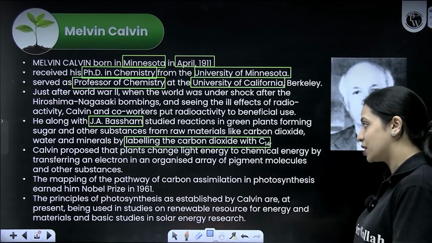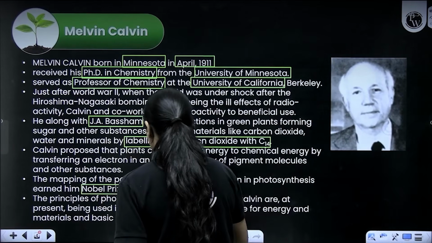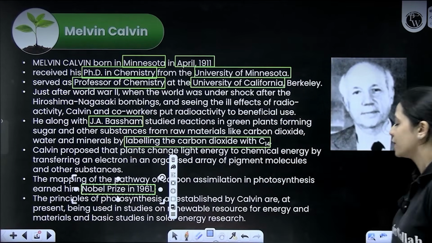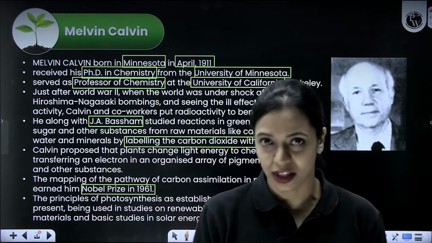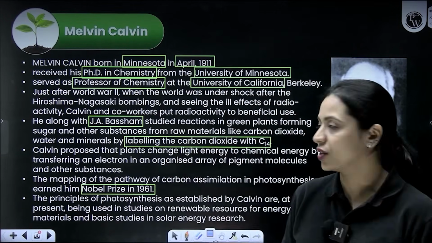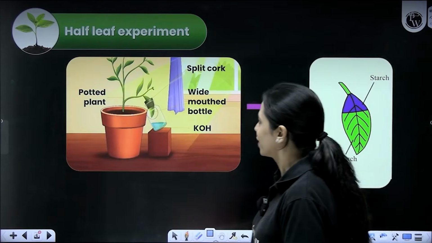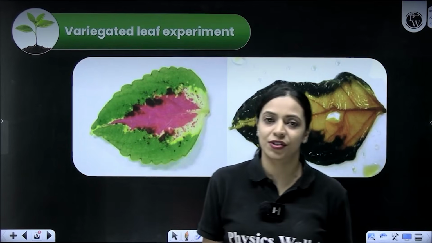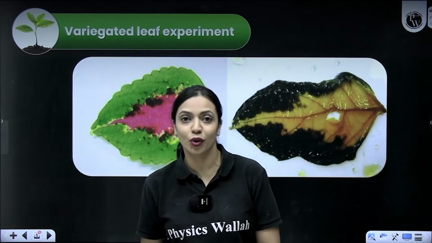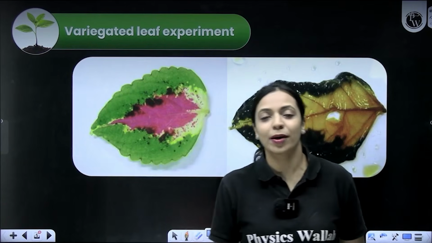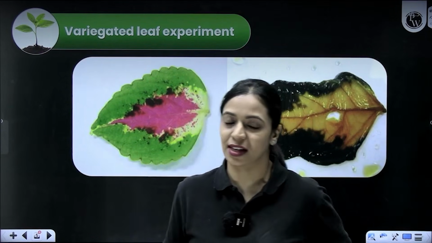The mapping of this pathway of carbon assimilation won him the Nobel Prize in the year 1961. So, even today, some of the principles that he suggested are being used. So, that's about Calvin's contribution. So today we know that photosynthesis takes in carbon dioxide from the atmosphere, synthesizes glucose, and releases oxygen as a byproduct. We know pretty much everything about how photosynthesis takes place.